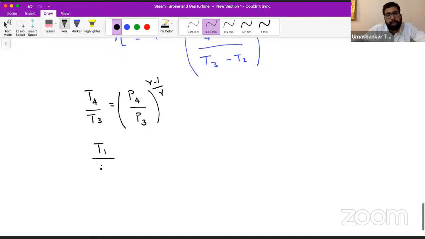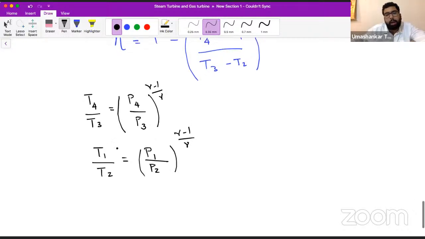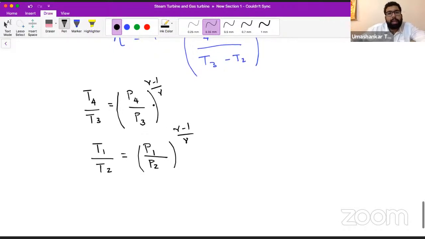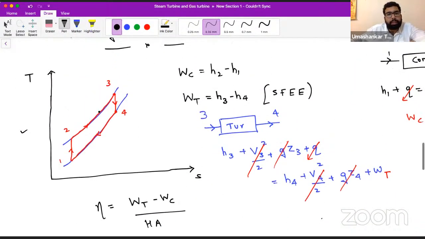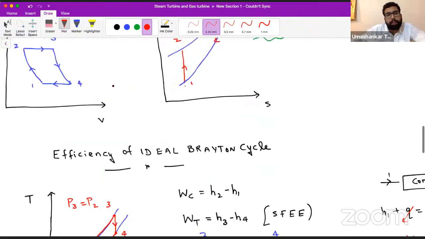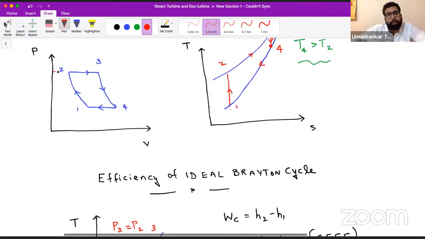That T1 by T2 is equal to P1 by P2 to the power gamma minus 1 by gamma. All right. So from here, if you see this TS diagram, can we say P3 is equal to P2? We have also seen this in the PV diagram here also. So you can say P2, P3 are equal, and similarly P1, P4 are also equal.